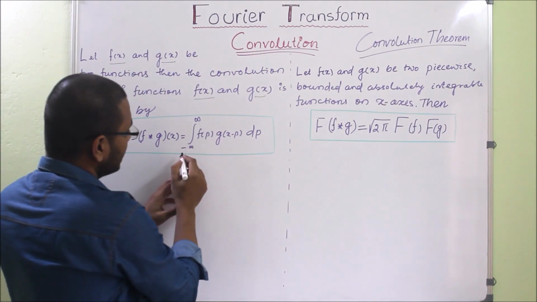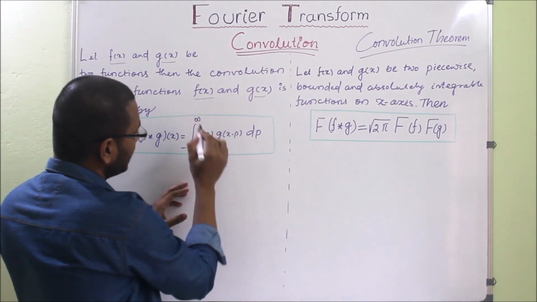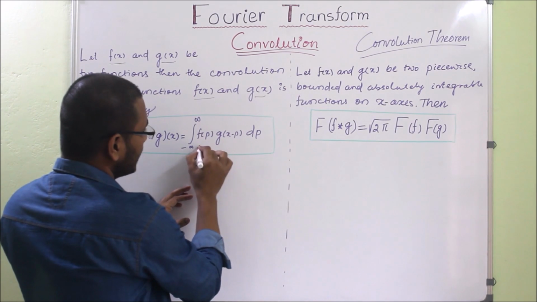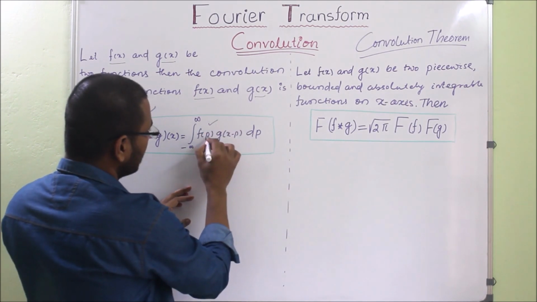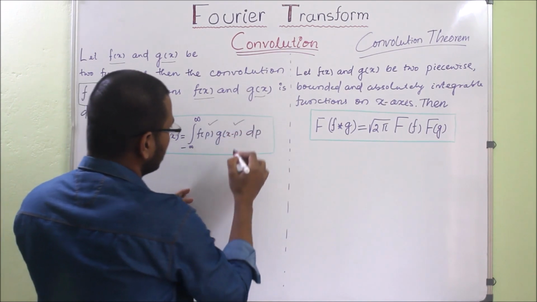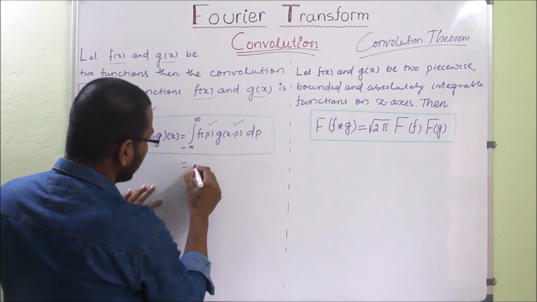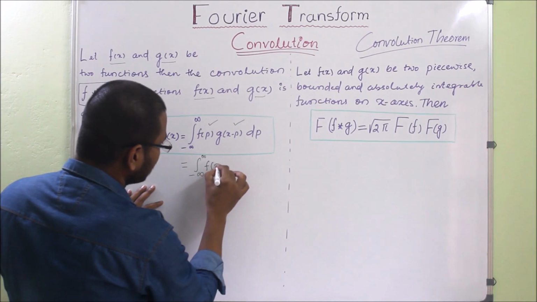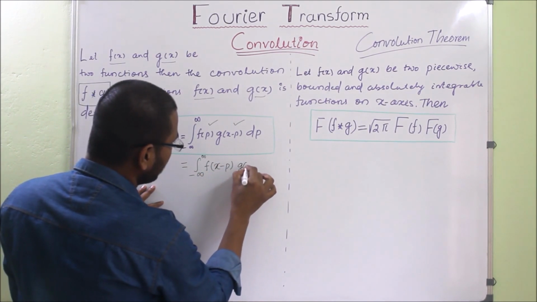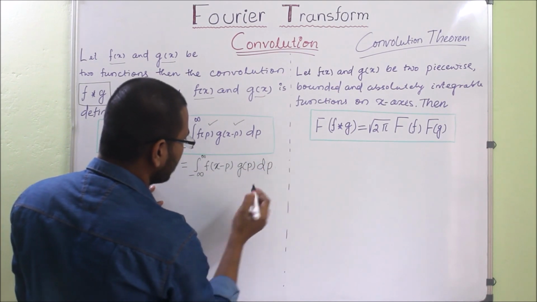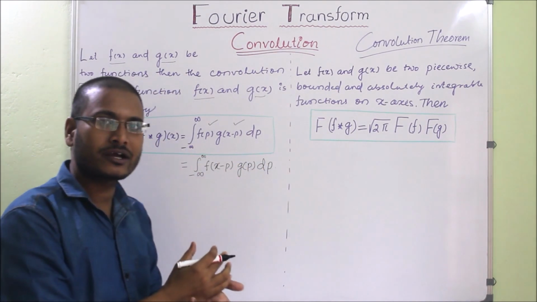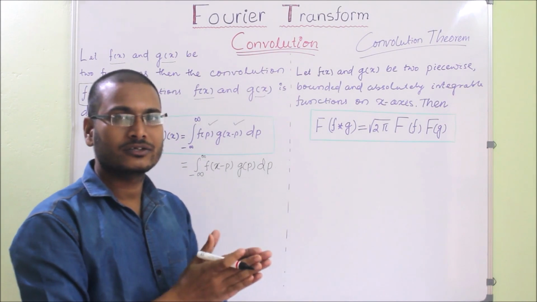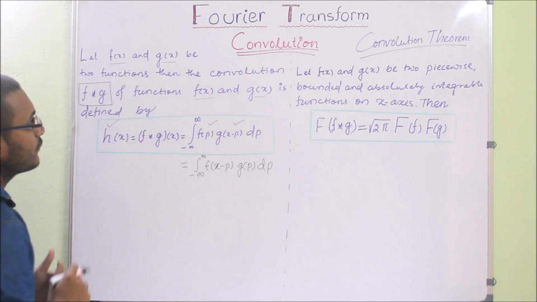And that is defined as the integration from minus infinity to infinity of f of p g of x minus p dp. So here you see there will be one function which is f of p, another function g of x minus p. This we can also write as the integration from minus infinity to infinity of f of x minus p into g of p dp. No problem, if we interchange, the same thing will come. You can take either depending on your problem or your choice. So this is the definition of convolution.